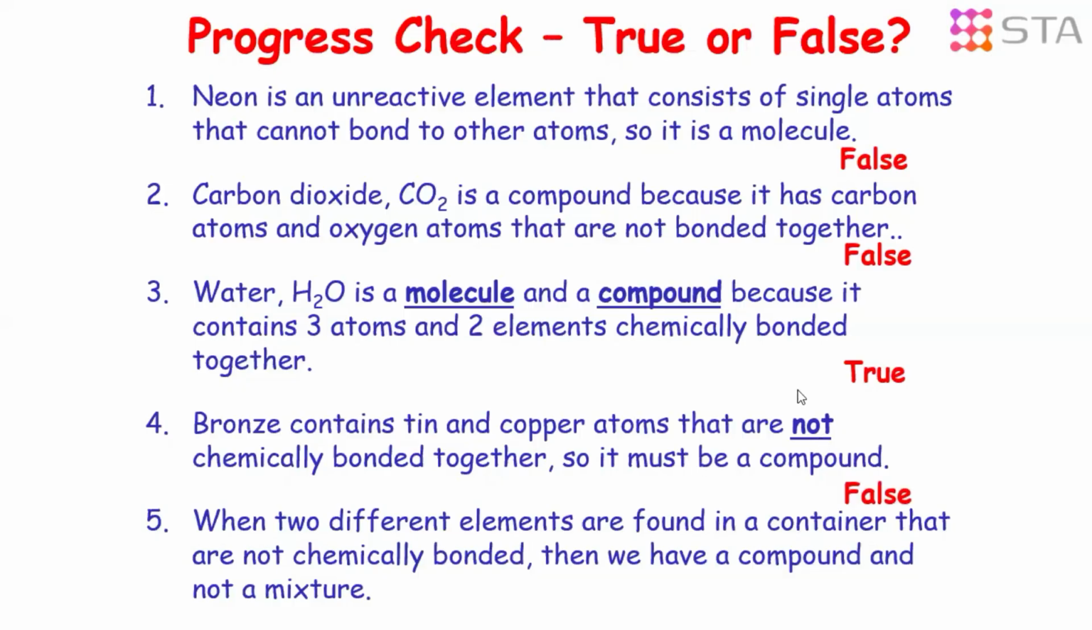Question five: when 2 different elements are found in a container that are not chemically bonded, then we have a compound and not a mixture. Well, again, you have to have different elements bonded together to form a compound. So this statement again is false.